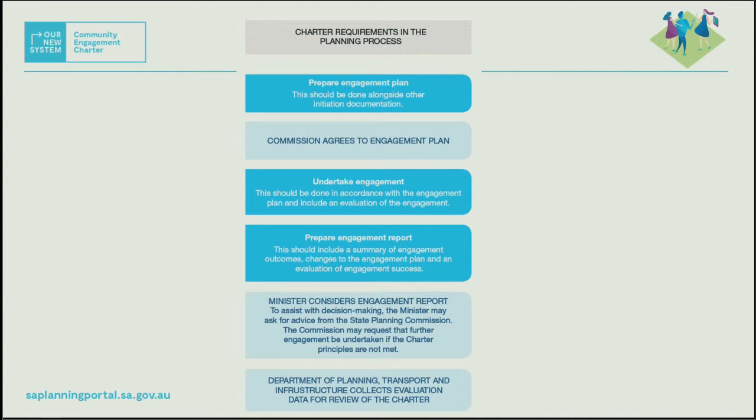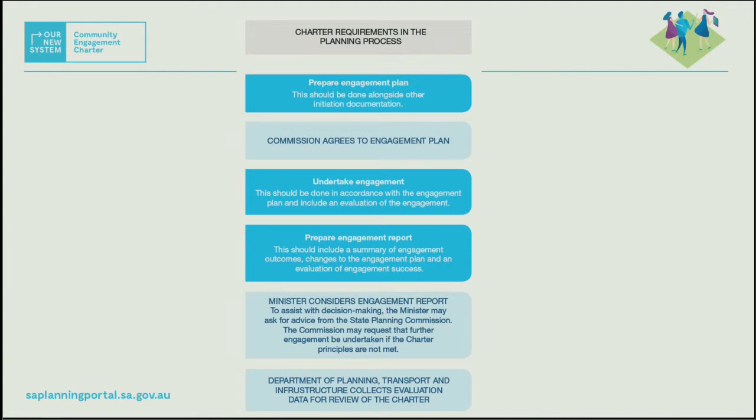In regard to the process, the 5 principles are embedded into the engagement plan that you need to prepare up front for the State Planning Commission. This engagement plan is prepared around the initiation stage and is provided to the Commission when you lodge your initiation documentation. The Commission is responsible for agreeing to the engagement plan, whilst the Minister is responsible for agreeing to the initiation. Once your engagement plan is signed off, you may undertake the engagement.